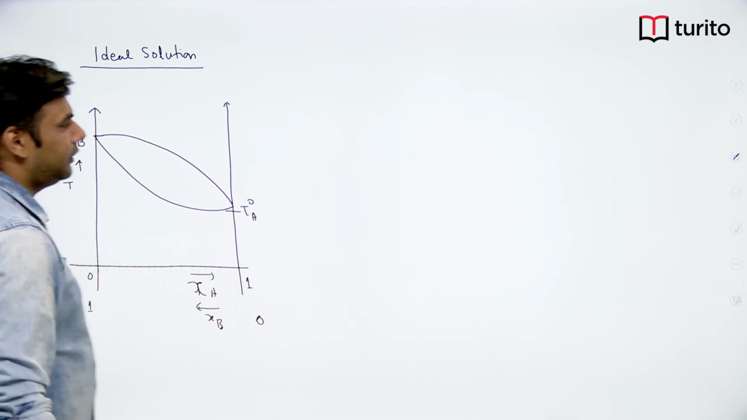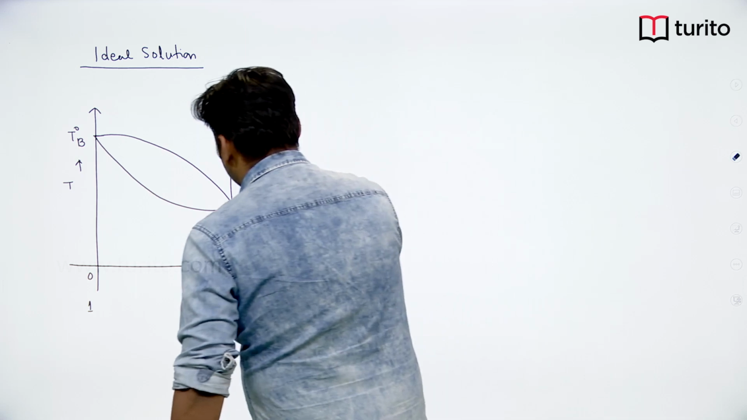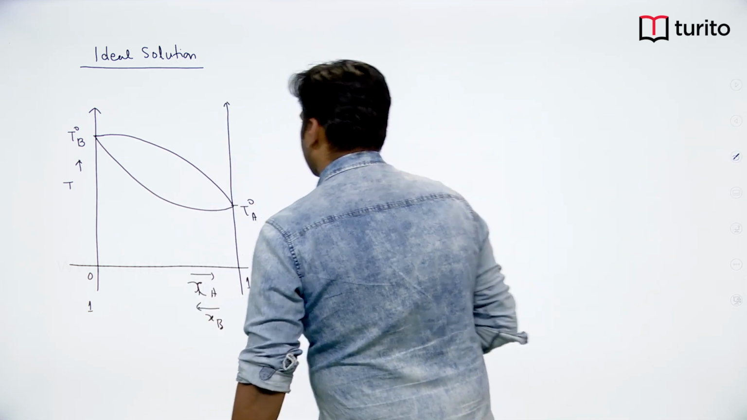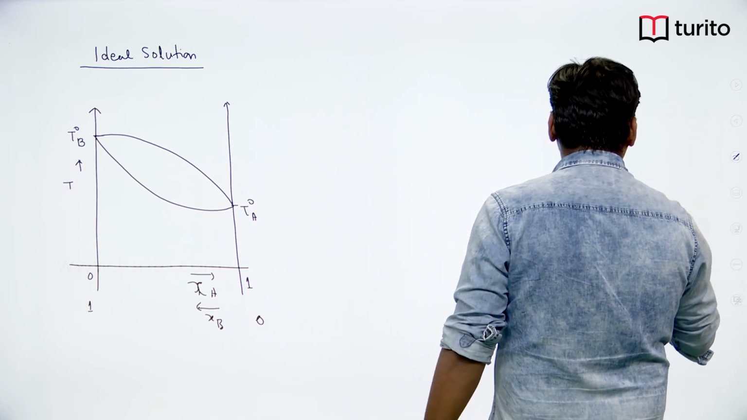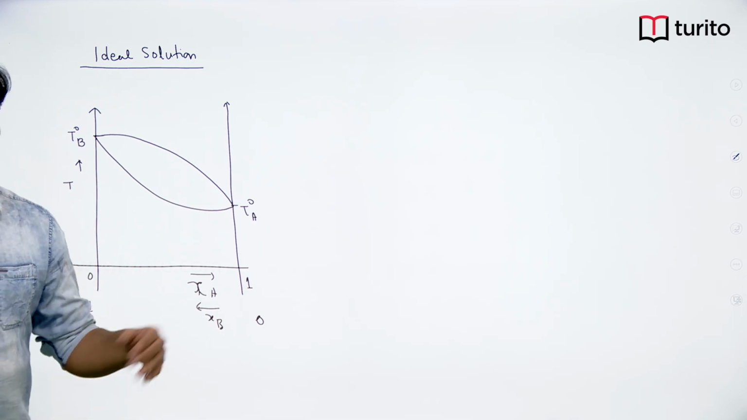Okay, hope this is clear. I've already told you how we are drawing this graph, so we know the basic fundamentals of the graph. This was T naught A. Now suppose we want to distill A and B, that is, distill the solution containing A and B.